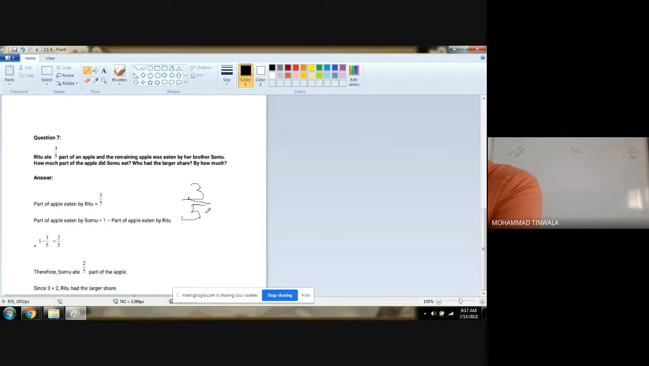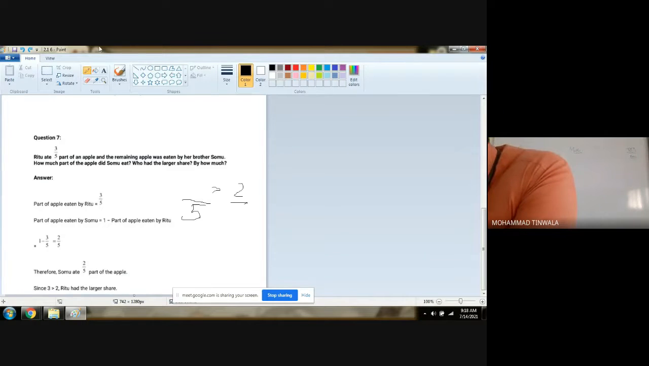So the remaining part, total 5, what will the remaining part be? 2/5. Are you getting it? How much part of the apple did Somu eat? So Somu ate 2/5 part. Who had the larger share? So the common denominator, the LCM, is 5. So 3 is greater. By how much? By 1/5. Let's do this sum.